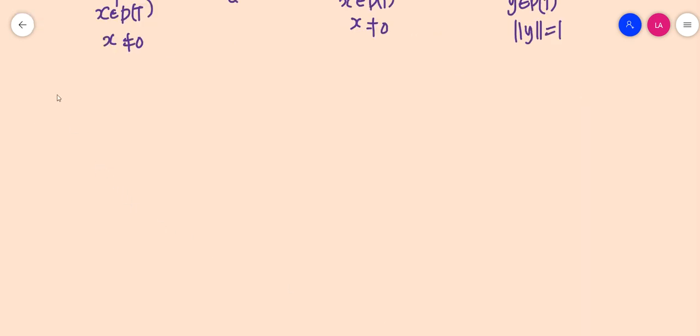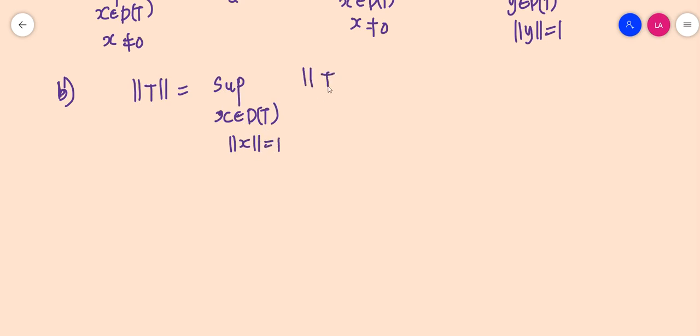Now moving on to the second part. In the second part, we have to prove that it satisfies all the properties N1 to N4 of a norm. So norm T, from the previous definition, is defined as the supremum over x an element of D(T), norm x equal to 1, of norm of T x, which is the definition which we have proved.